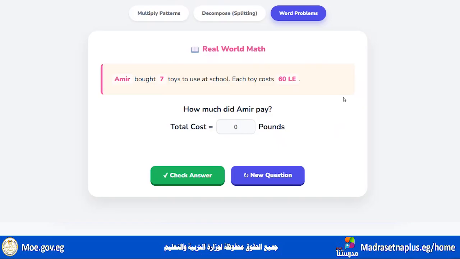Amir bought 7 toys to use at school. Each toy costs 60 pounds. Same, 7 times 60. 7 times 6 will be 42. 42 times 10 means 42 tens, which means 420. Layla bought 5 toys to use at school. Each toy costs 40 pounds. The same way, 5 times 40, that means 5 times 4 equals 20. 20 tens means 200. The same, yeah.